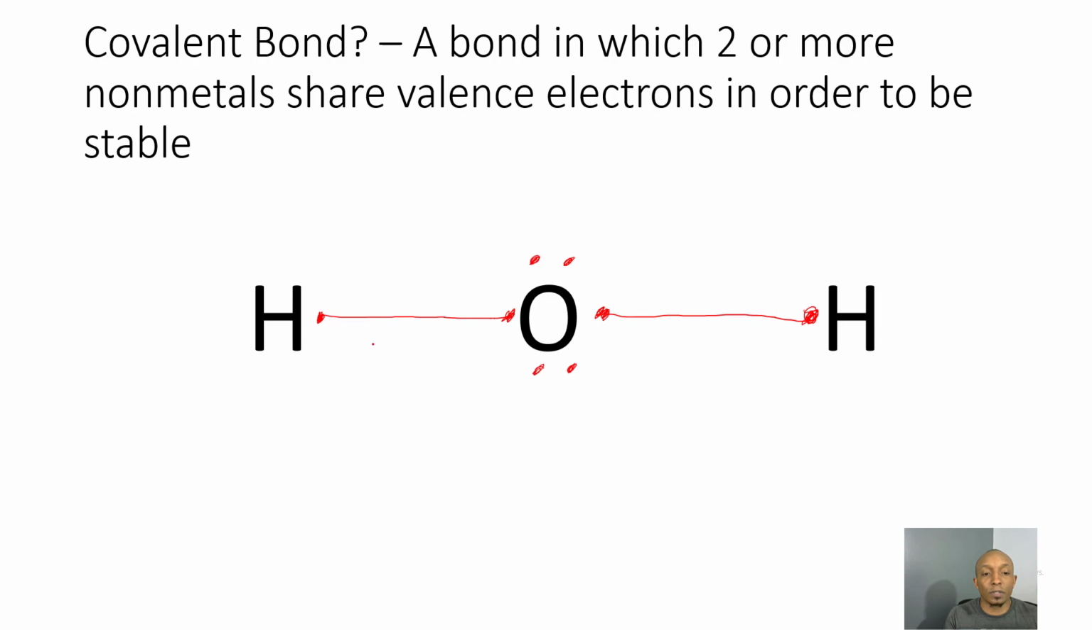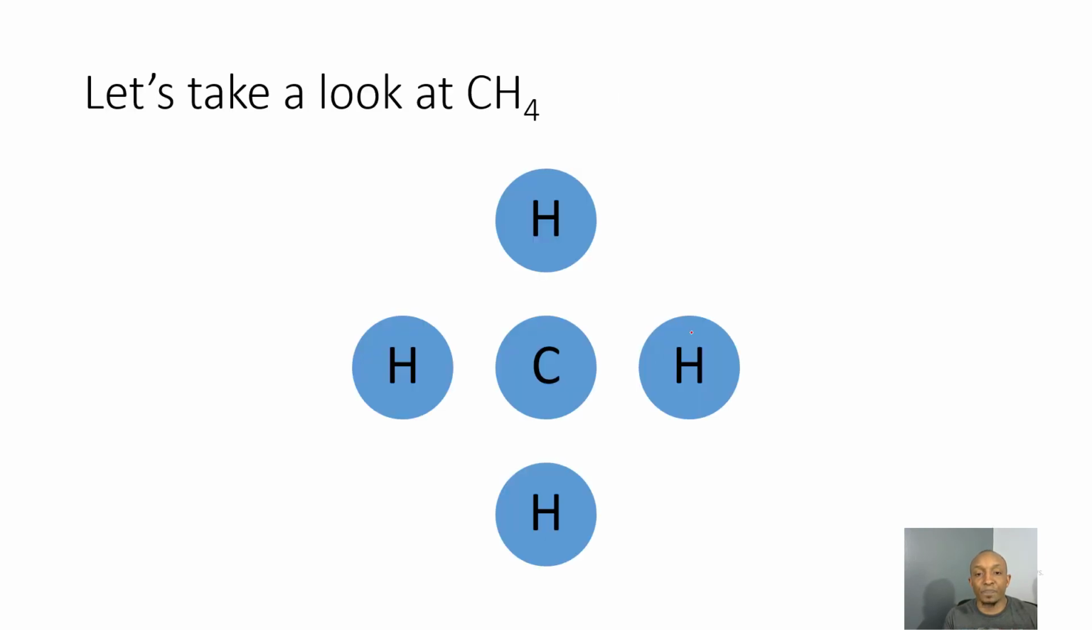Now, how does this work? Each hydrogen wants to have 2 valence electrons, and if you look at it, this hydrogen has 2 valence electrons, and so does this hydrogen as well. And then if you look at oxygen, oxygen wants to have 8 valence electrons. Well, by sharing these electrons with hydrogen, oxygen now has 1, 2, 3, 4, 5, 6, 7, 8 valence electrons. So all 3 are happy and stable in this bond. So let's look at our next one.